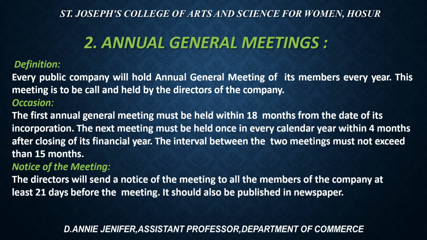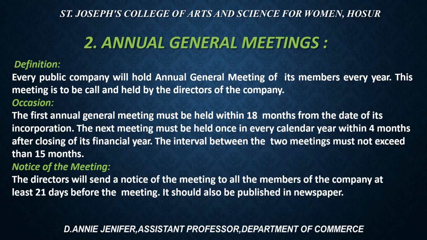Second one is the annual general meeting. Definition: every public company will hold an annual general meeting of its members every year. This meeting is to be called and held by the directors of the company. Occasion: the first annual general meeting must be held within 18 months from the date of its incorporation. The next meeting must be held once in every calendar year within 4 months after closing of its financial year. The interval between the two meetings must not exceed 15 months.